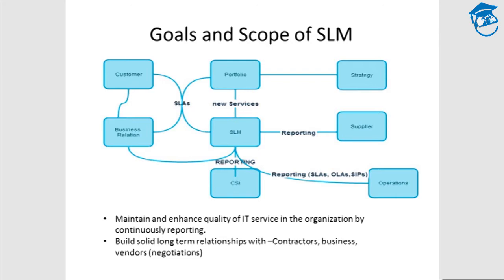Now the other goal of SLM is to build a solid long-term relationship with contractors, business, and vendors. Negotiation means creating a long-term relationship by agreeing and documenting everything where both parties agree. A relationship is built between the customer and the service provider. So these are the main goal and scope of service level management.